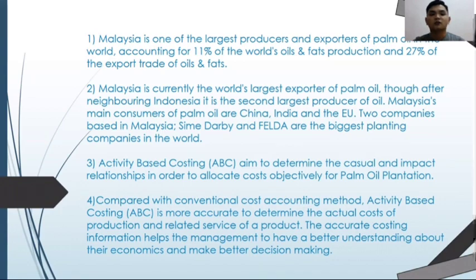Malaysia is currently the world's second largest producer of palm oil after neighboring Indonesia, though it is the largest exporter. Malaysia's main consumers of palm oil are China, India, and Europe. Two companies based in Malaysia, Adabi and Felda, are among the biggest planting companies in the world. Activity-based costing aims to determine the causal and impact relationship in order to allocate costs objectively from palm oil plantation. Compared with the conventional cost accounting method, activity-based costing, which is ABC, is more accurate in determining the actual cost of the production and related service of a product. The accurate costing information helps management to have a better understanding of their economics and make better decisions.